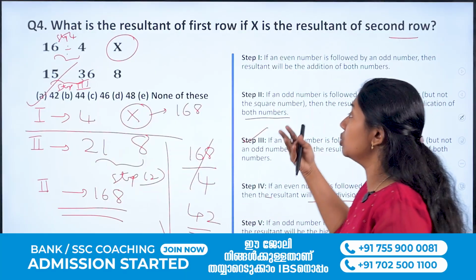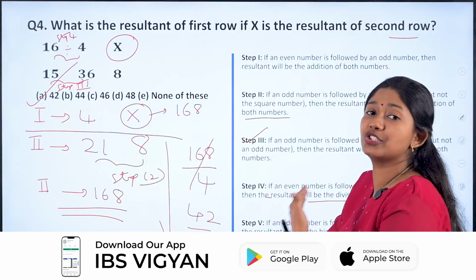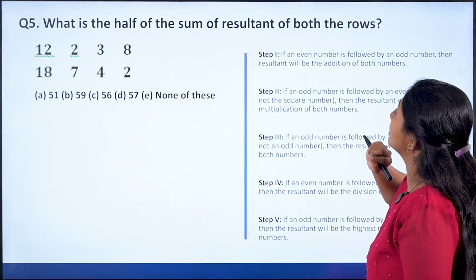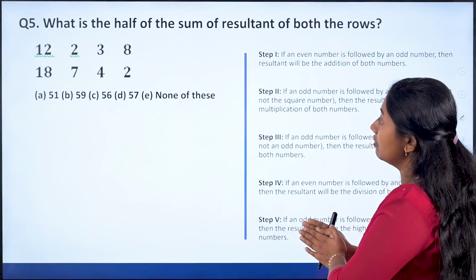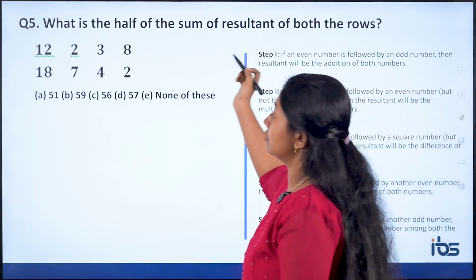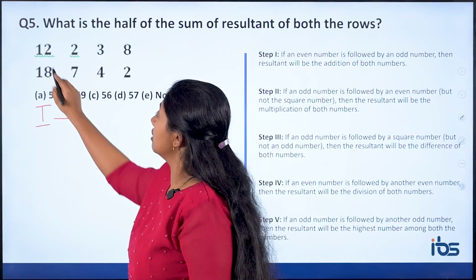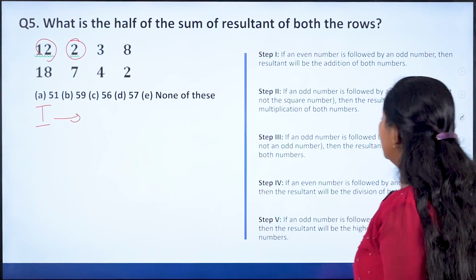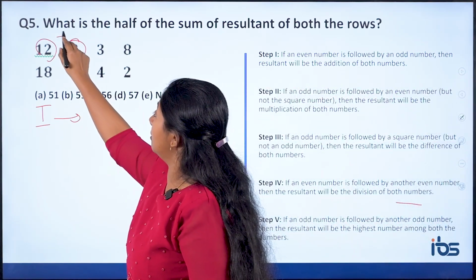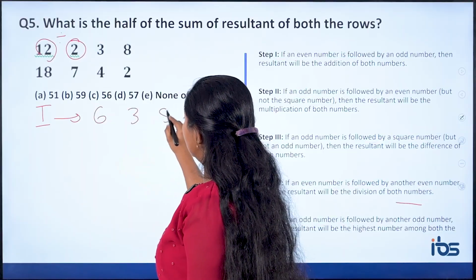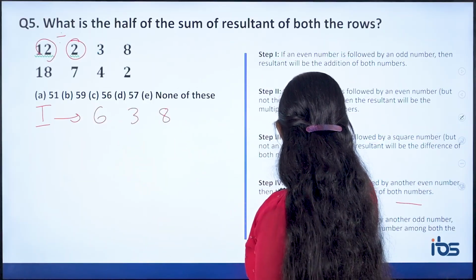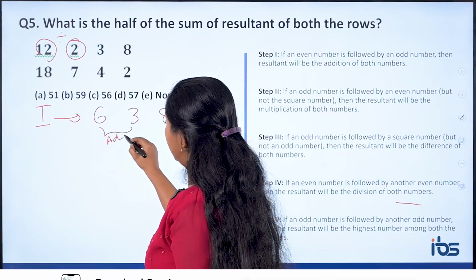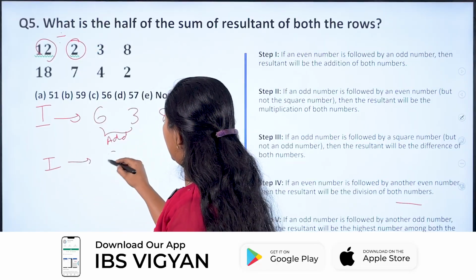It's very easy, you just have to follow the condition and choose the right step. So next one, what is the half of the sum of the resultant of both the rows? First of all, for row 1 you have to find the resultant. Even number followed by another even, then the resultant will be the division. So 12 divided by 2 you will get 6, 3, 8. Even number followed by an odd, then the resultant will be the addition of both the numbers. So in row 1 you are going to get 9 and 8.